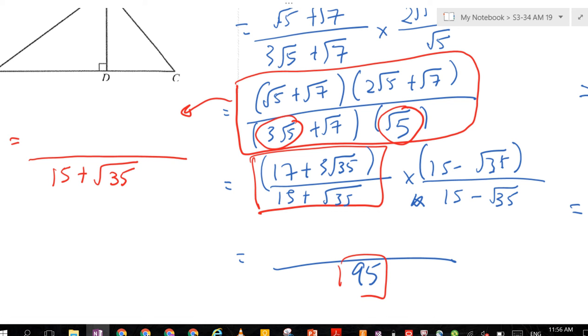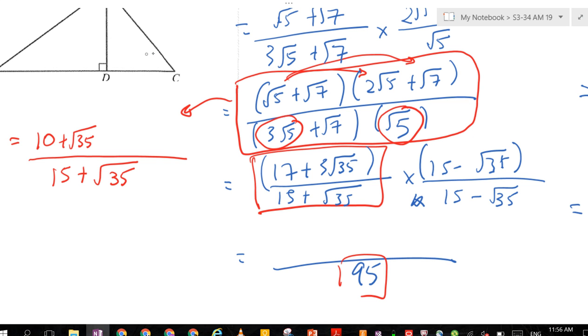On top, root 5 times 2 root 5. Next, what do you get? 2 square root 25, which is 2 times 5. Because what is root 5 times root 5? That's the 5. So this is just 10. The first one is just 10. Second one. What is root 5 times root 7? Root 35. So this is root 35.